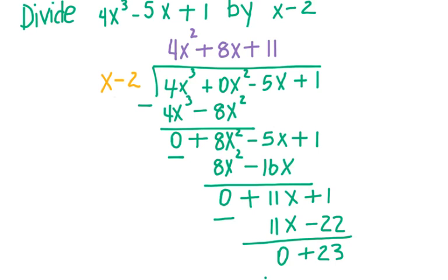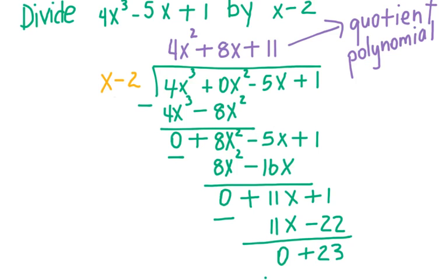So therefore, when we divide 4x cubed minus 5x plus 1 by our factor x minus 2, our q of x, or our quotient polynomial, is in purple. That is 4x squared plus 8x plus 11. And 23 is our remainder.